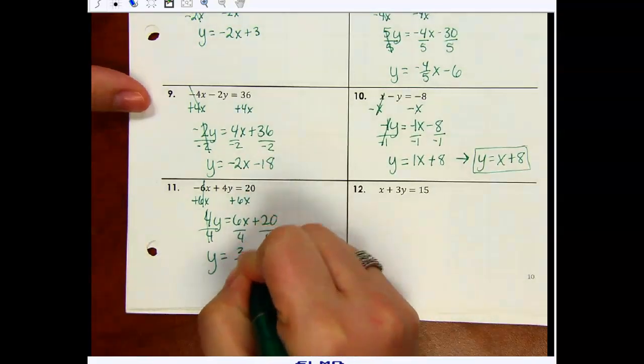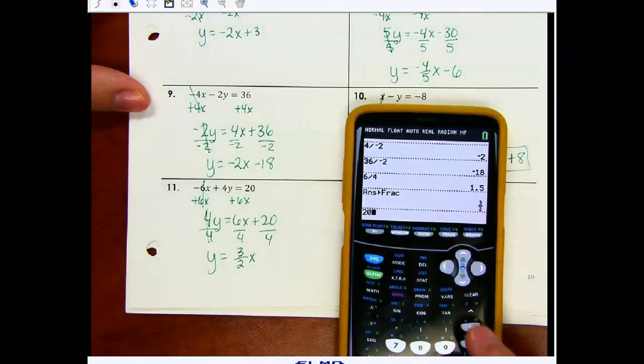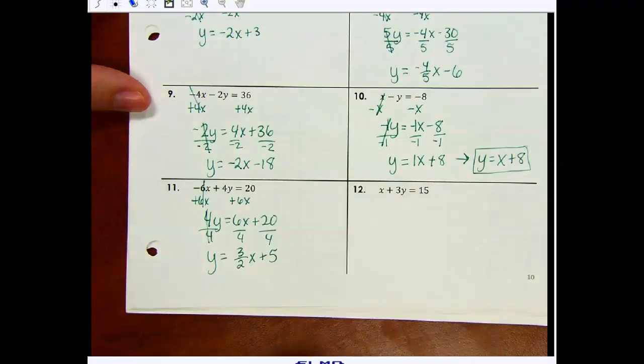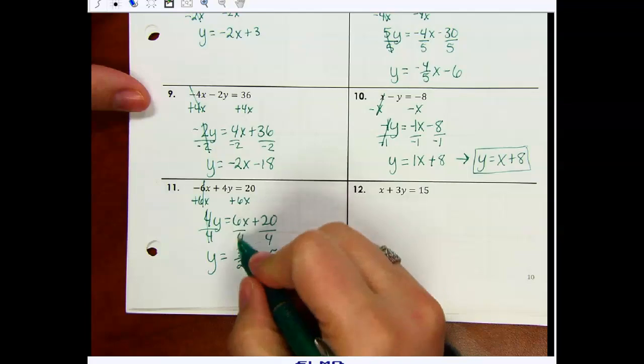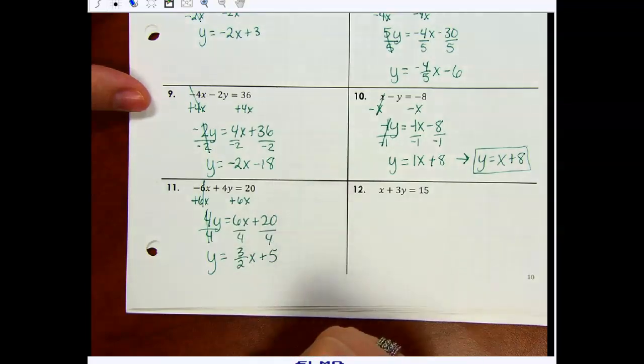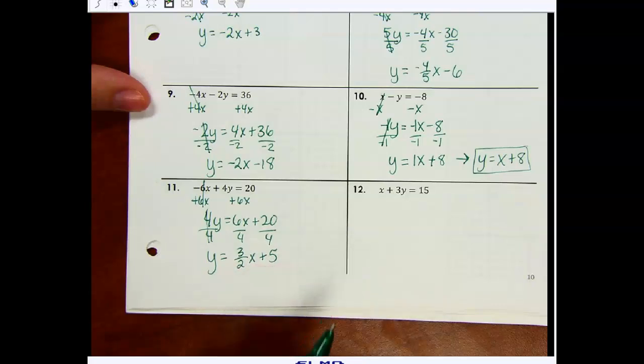So you need to simplify your slope by doing that. And then I'm going to do 20 divided by 4, which is 5. So then that's plus 5. Okay? So always check when you divide and make sure you have the smallest number that you can have. You don't want to leave it with unsimplified fractions or numbers.